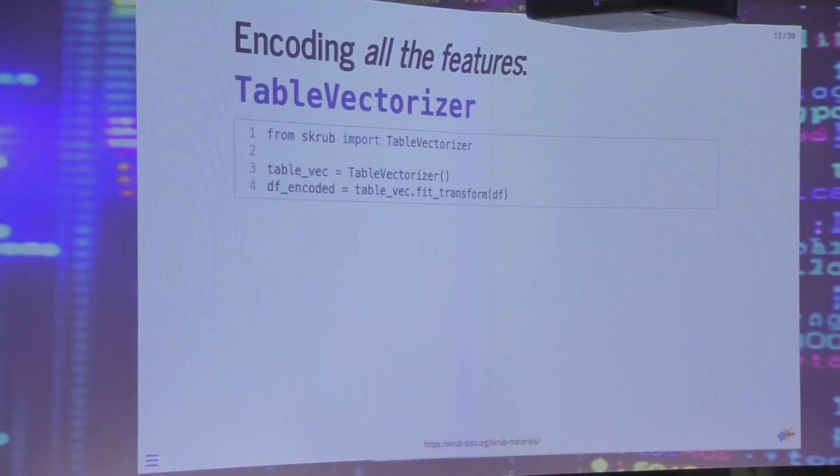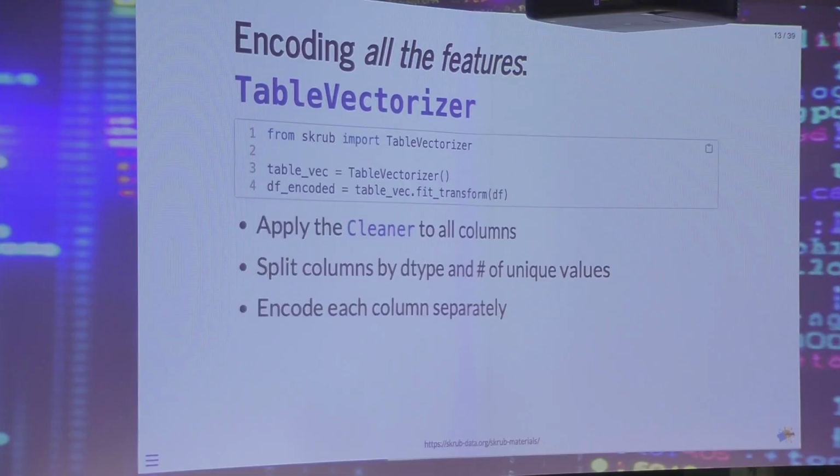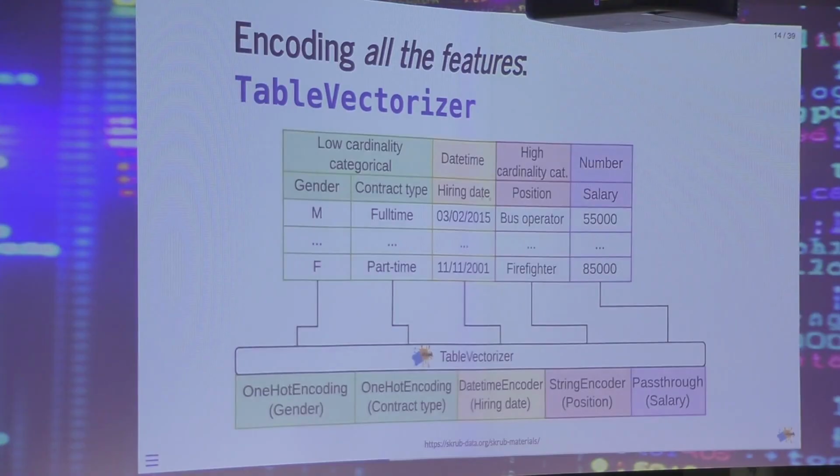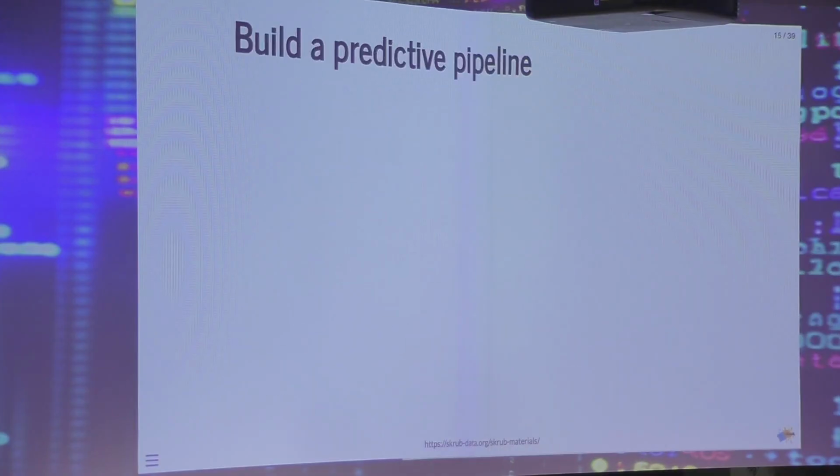You can put everything together in a table vectorizer, and what it does is give you an encoded version of your starting data frame by first applying the cleaner that I introduced a few slides ago. Then it splits all the columns by data type and by number of unique values, and then it encodes every column separately. So this is what it looks like. For low cardinality columns, you just do a one-hot encoding. For datetimes, you have the datetime encoder. For high cardinality, you get the string encoder, and so on.